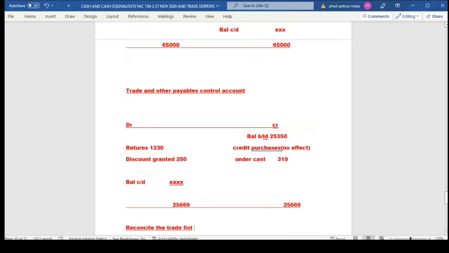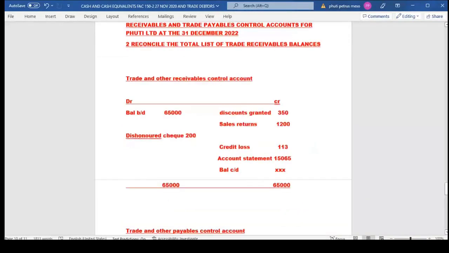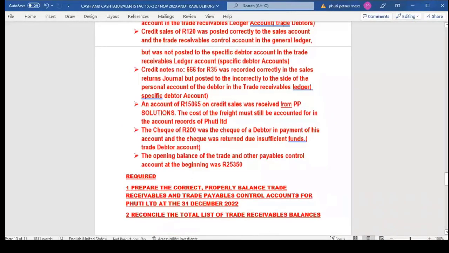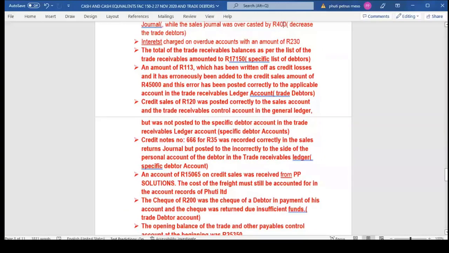So do you agree with that? Yes, that it increases on the credit side. Yes. Okay, we've got the purchases returns with an amount of 1,230. Let's go to it. It's actually on the debit side, but let's have a look at what the additional information says. 1,230.